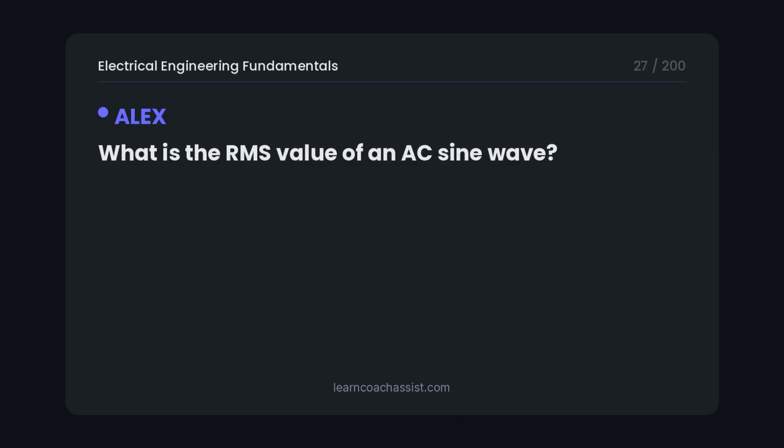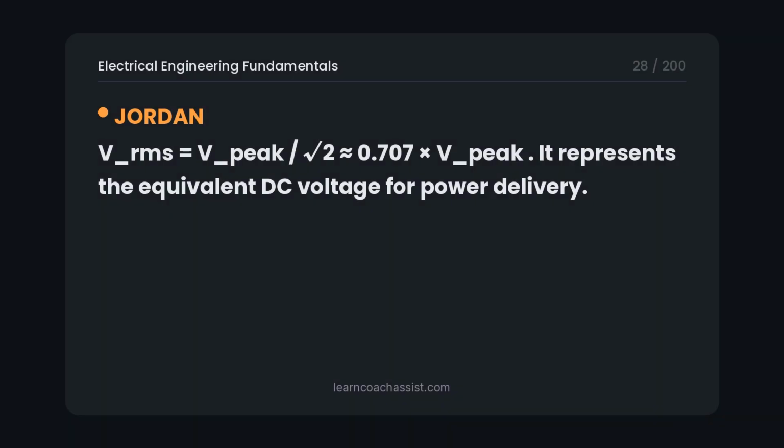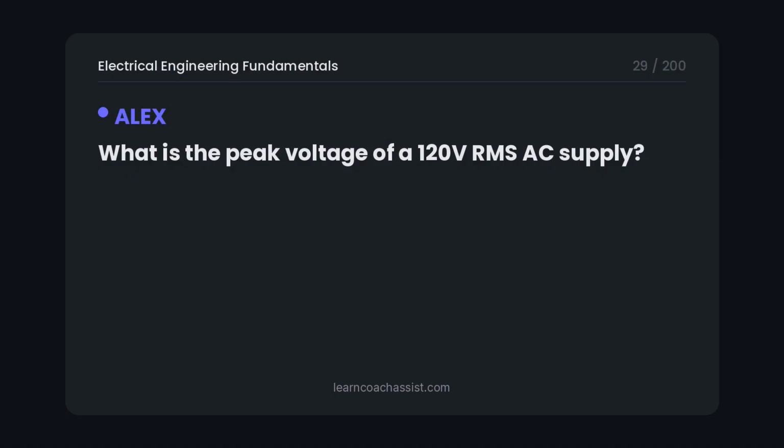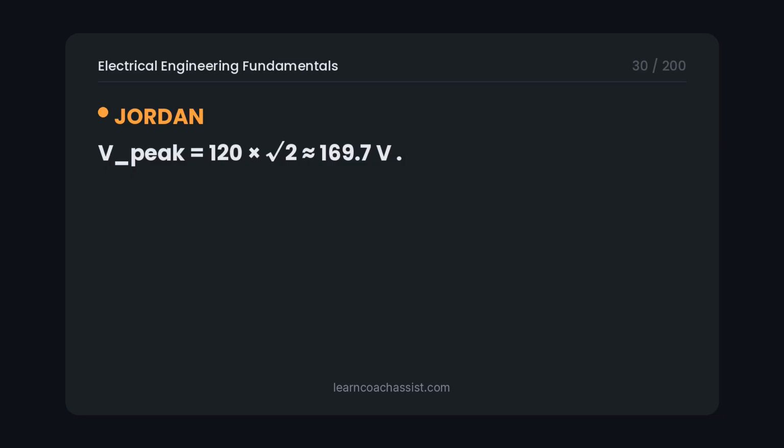What is the RMS value of an AC sine wave? V_RMS equals V_peak/√2, approximately 0.707 times V_peak. It represents the equivalent DC voltage for power delivery. What is the peak voltage of a 120 V RMS AC supply? V_peak equals 120 times √2, approximately 169.7 V.